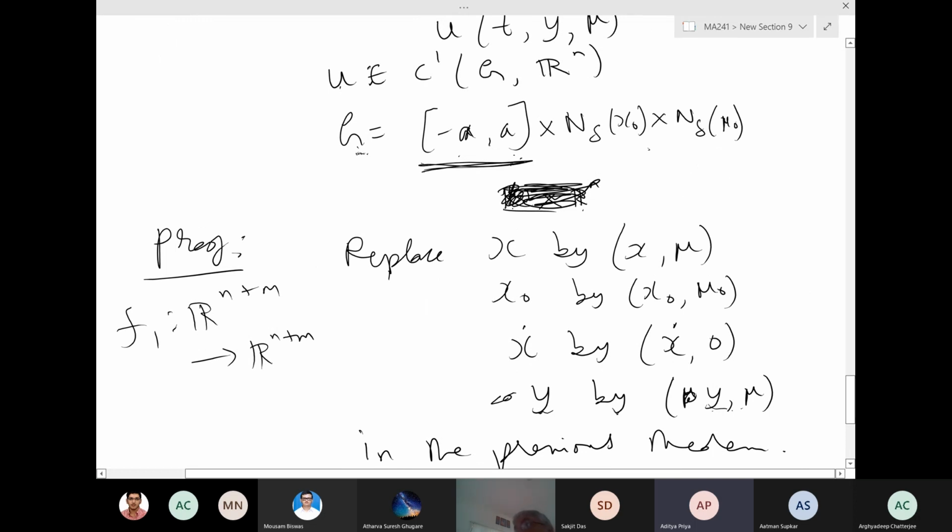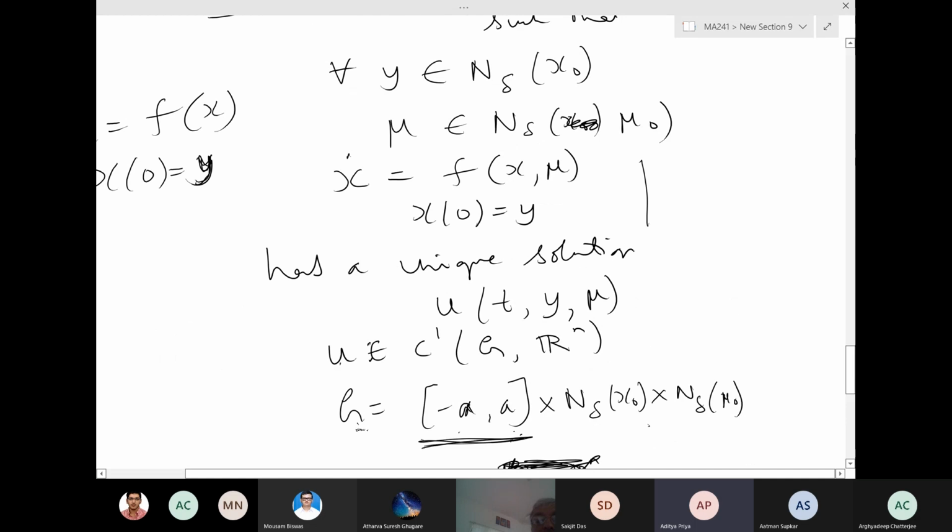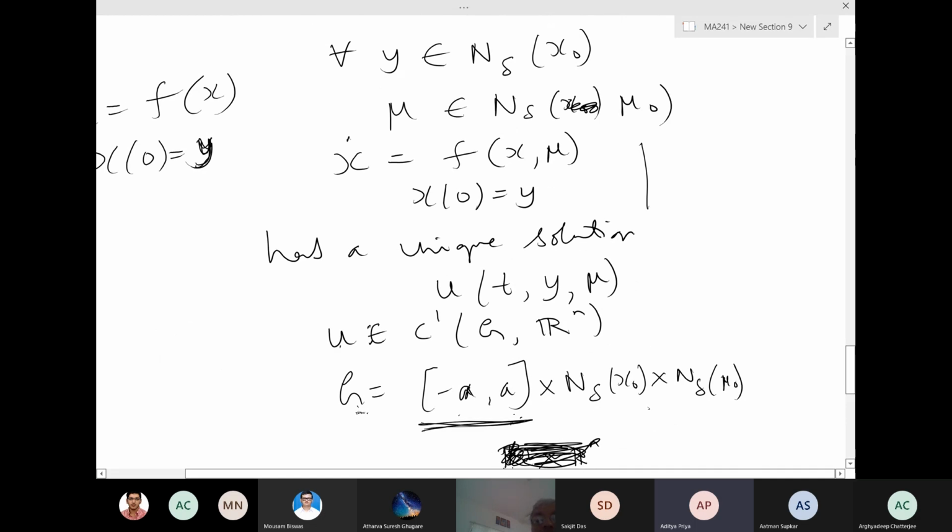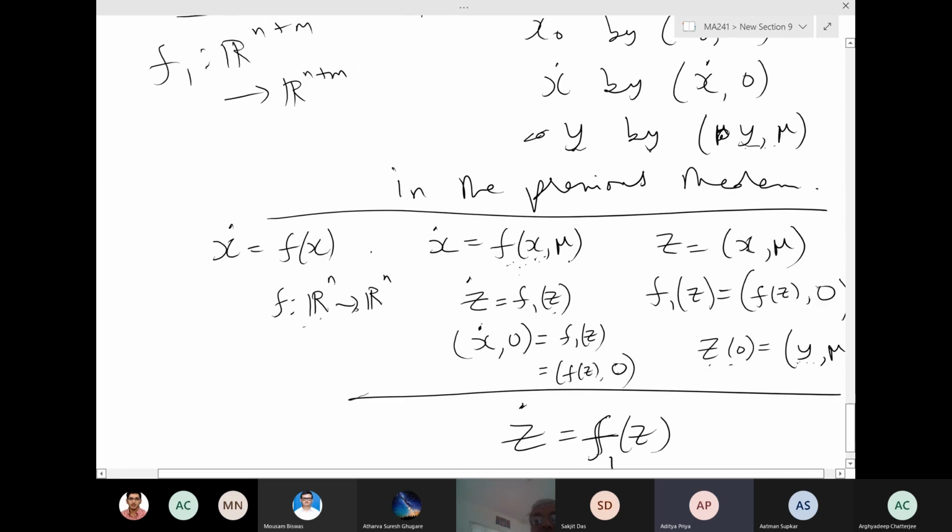But what the homework problem tells you is that the conclusion is also weaker. You won't get that the solution depends smoothly on mu. You only get continuous. So basically, it's a slightly different thing. You make a weaker assumption on f, and you get a weaker conclusion on u. So, that has to be proved separately.